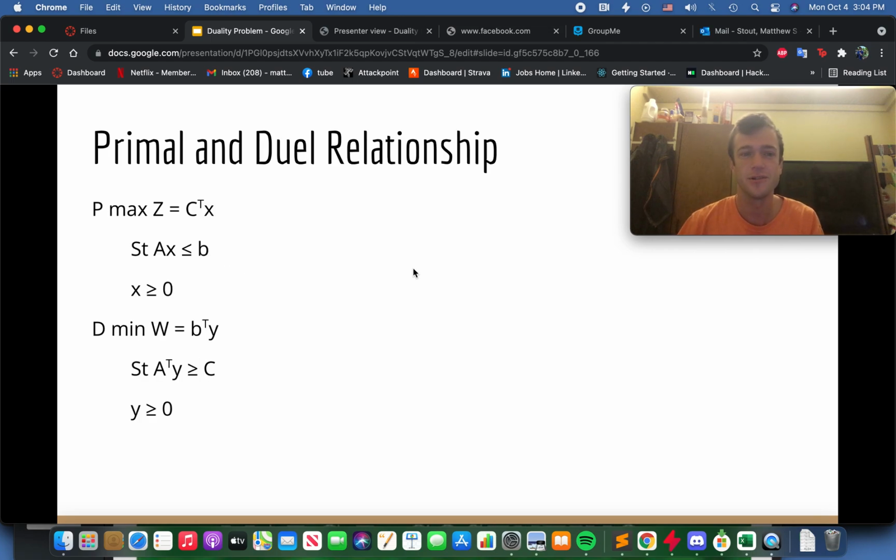So moving on to the primal and dual relationships. Your max of Z equals C transpose X, subject to AX less than or equal to B with X greater than or equal to 0, is the essential definition of the primal problem. But with the dual, the B moves up to the objective: the minimum of W equals B transpose Y, subject to, so the constraints in A are now flipped, A transpose Y greater than or equal to C, and then Y is still greater than or equal to 0.